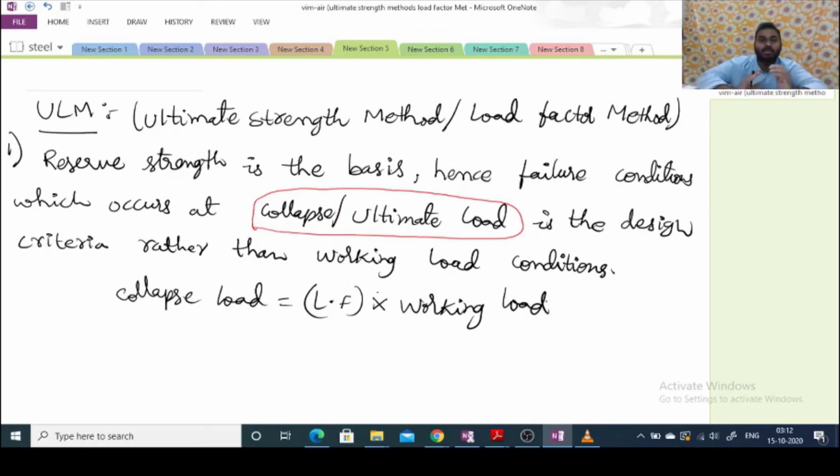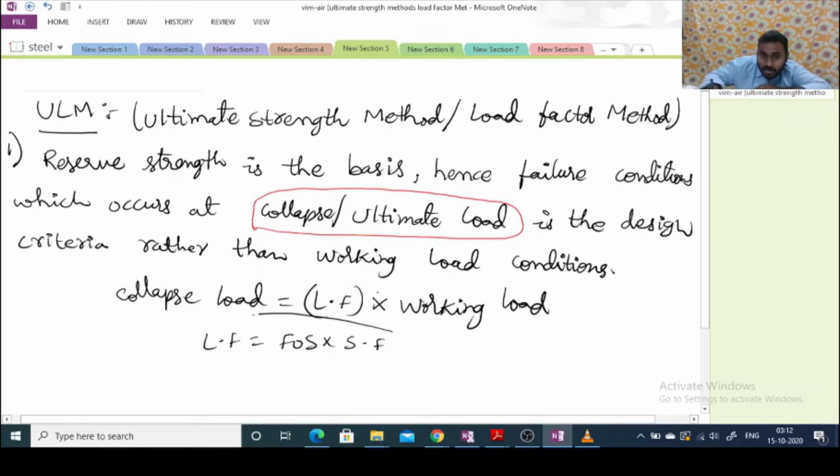Is that okay? So now collapse load is equal to load factor into working load. Is that okay now, everyone? Now we know what is meant by load factor, right? As already discussed, but once again I'll write here. Load factor is equal to factor of safety into shape factor. This is what we have discussed in plastic analysis. Now in IS 800 1984, there exist some standard values for load factor. What are those values? Let us see.